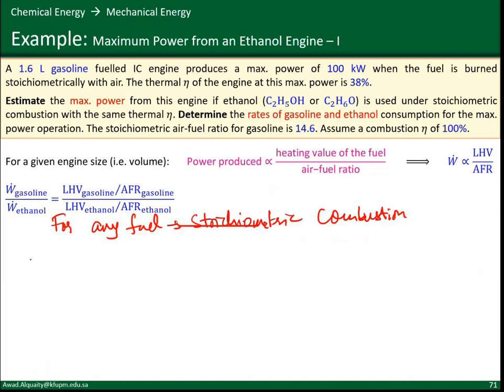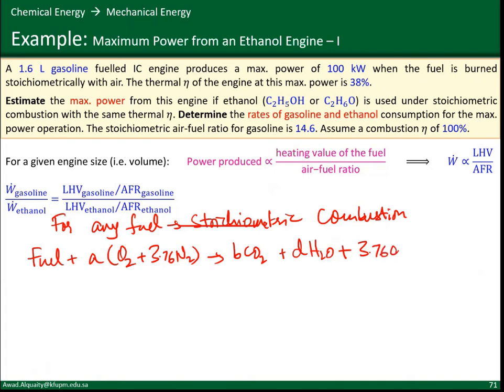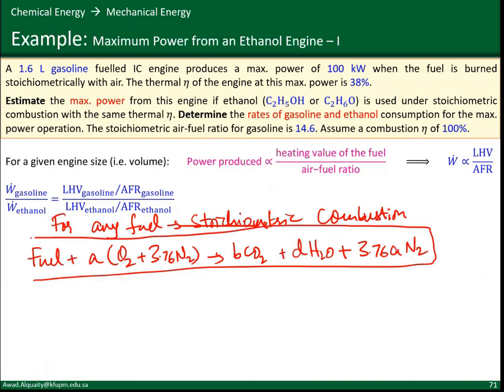So for any fuel that's undergoing stoichiometric combustion with theoretical air, any fuel that you take plus some amount of air, A times (O2 plus 3.76 N2), will give you some amount of CO2 plus some amount of water vapor plus the exact same amount of nitrogen that you had on the reactant side. So it is 3.76 A times N2. This is a very general formula that you apply for any fuel. Once you have the fuel, then you will be able to find out B, D, and A. And once you have the value of A, then you can simply go ahead and calculate the air fuel ratio.